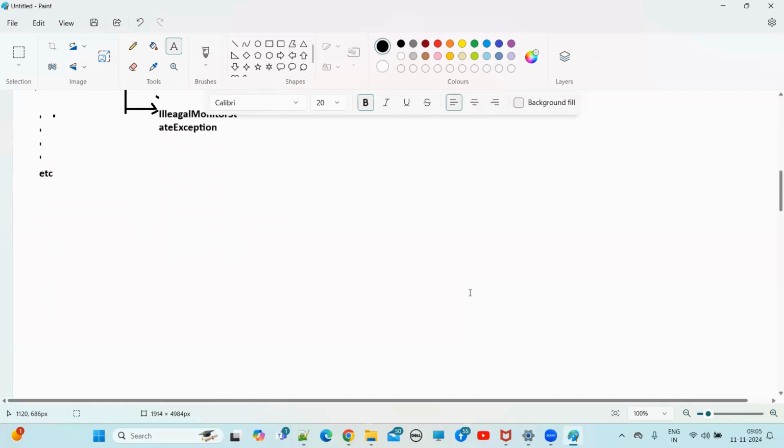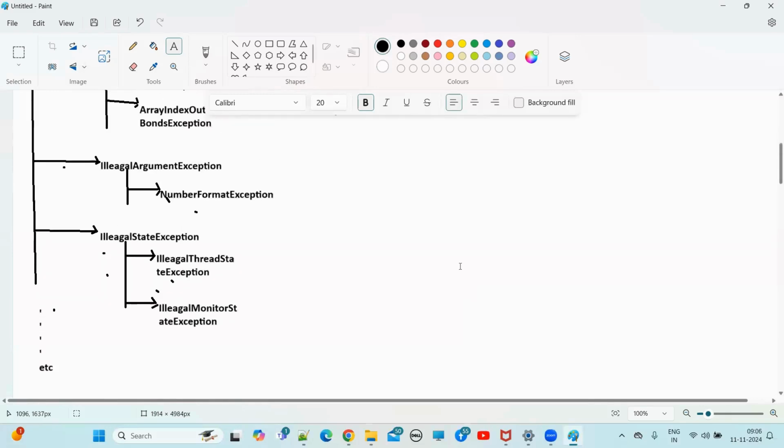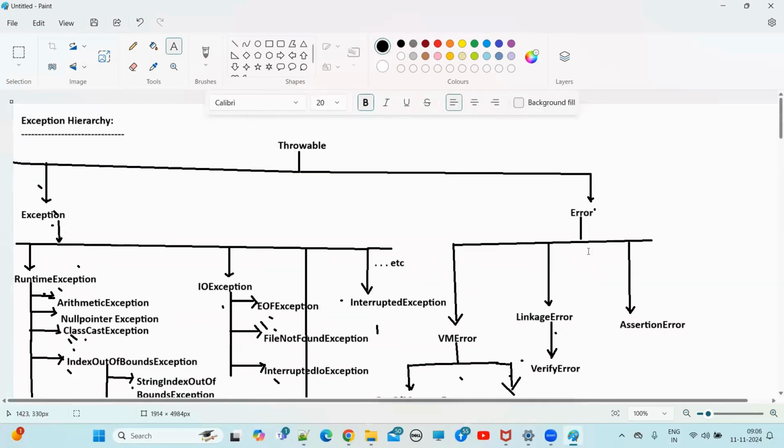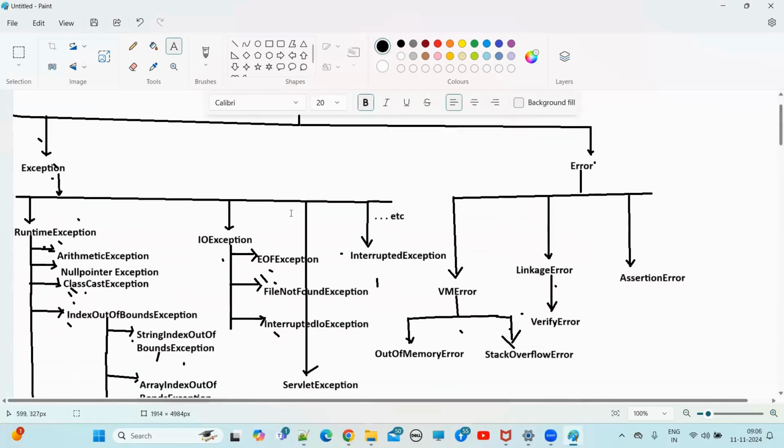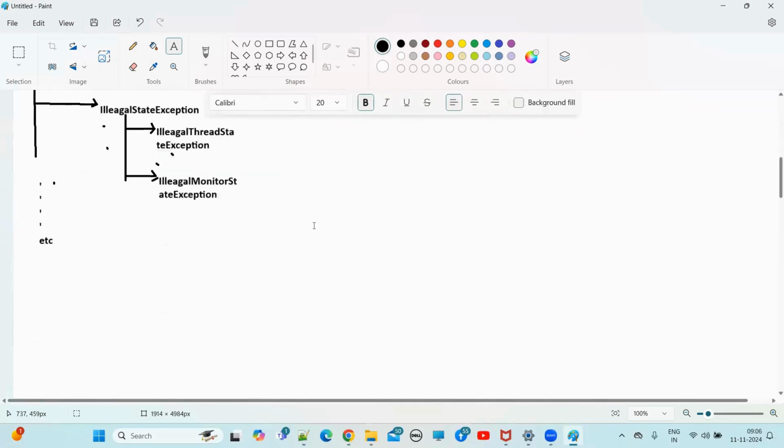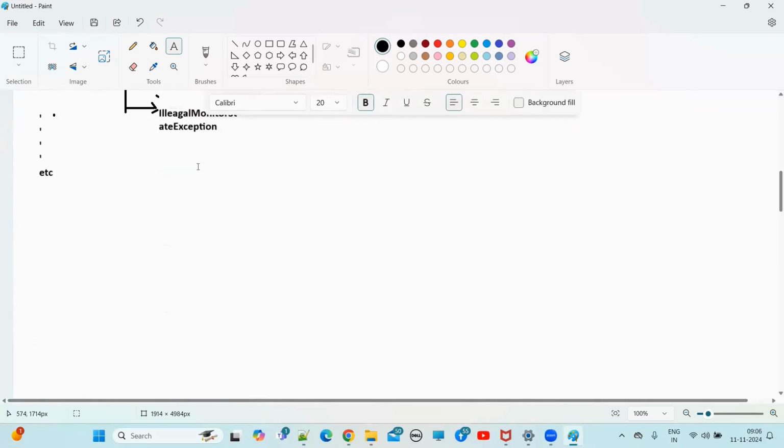Fine. Now, the Throwable class contains how many direct child classes? One is the Exception class, another one is the Error class. Now, what is an exception?